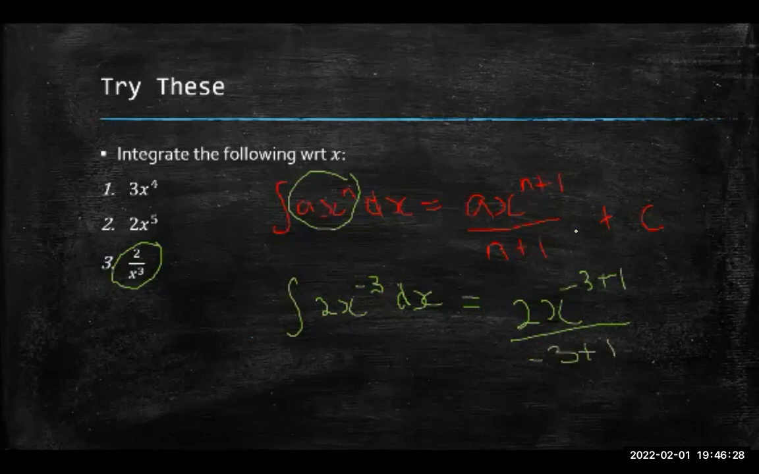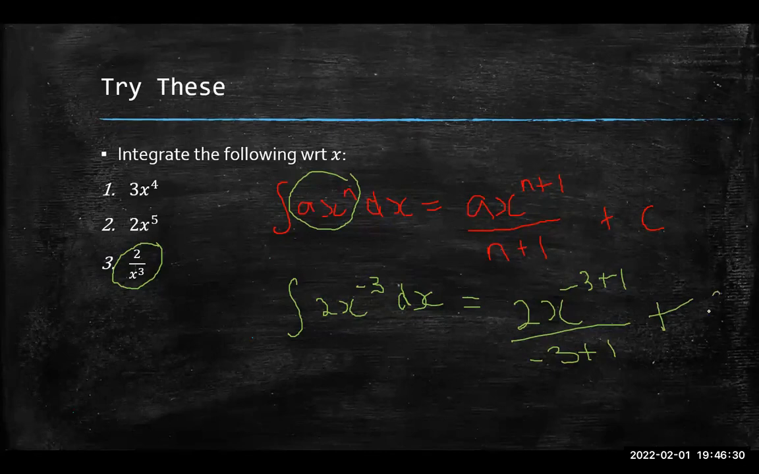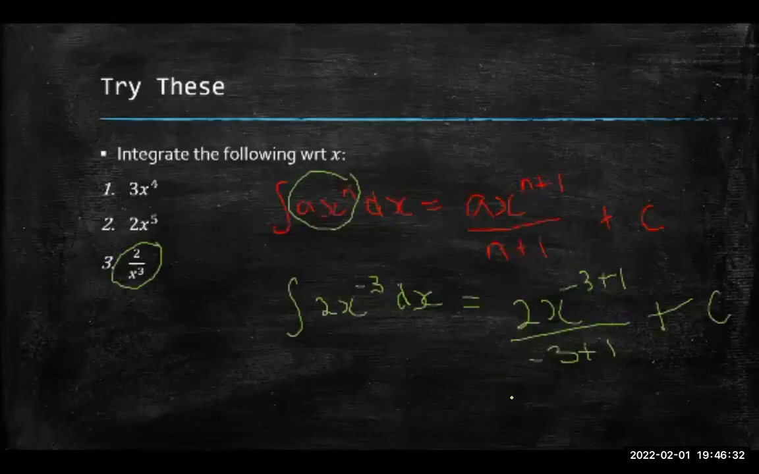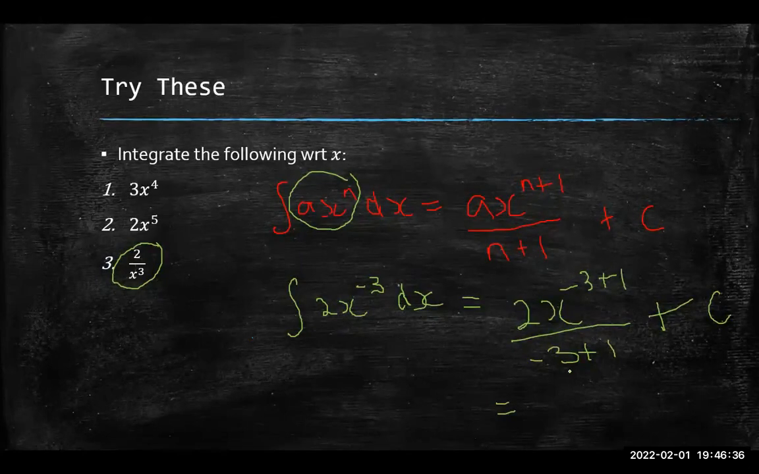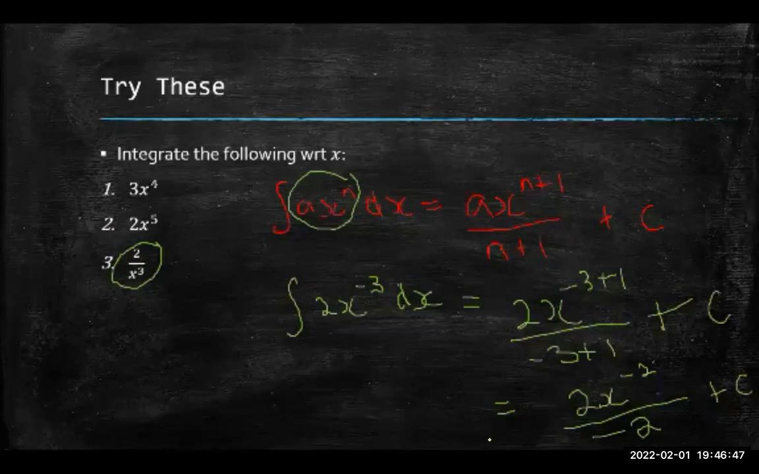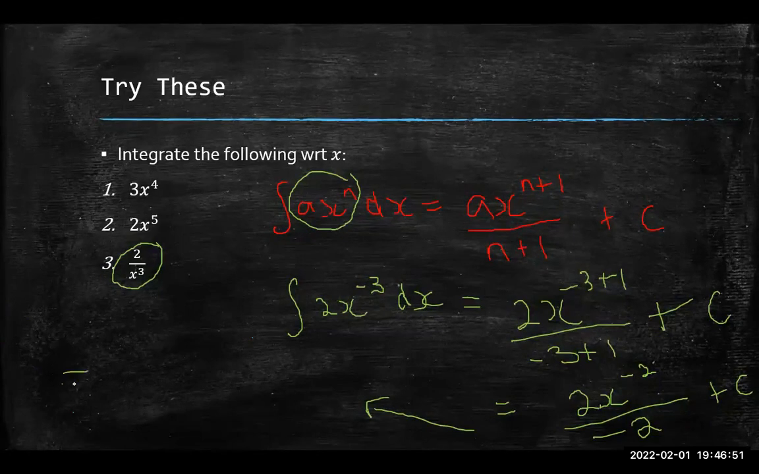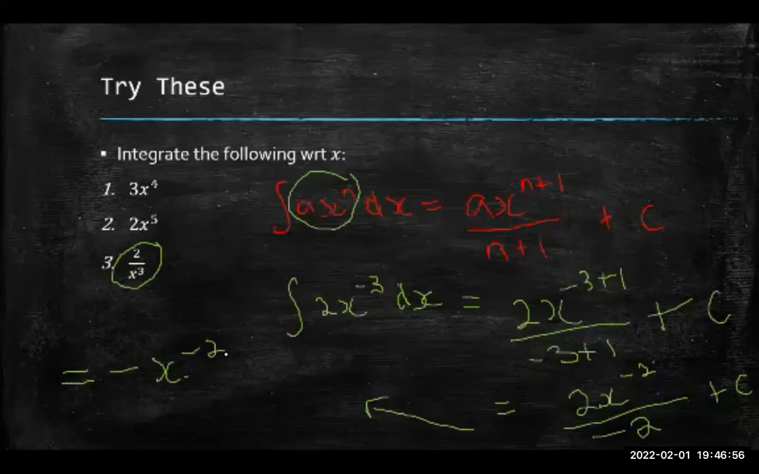Remember, I told you this is indefinite integration. Always put your plus c. You don't put that plus c, you get it wrong. Okay. So minus 3 plus 1, that's minus 2. So x to the minus 2 on minus 2 plus c. You could simplify that even more. I could get minus x to the minus 2 plus c.